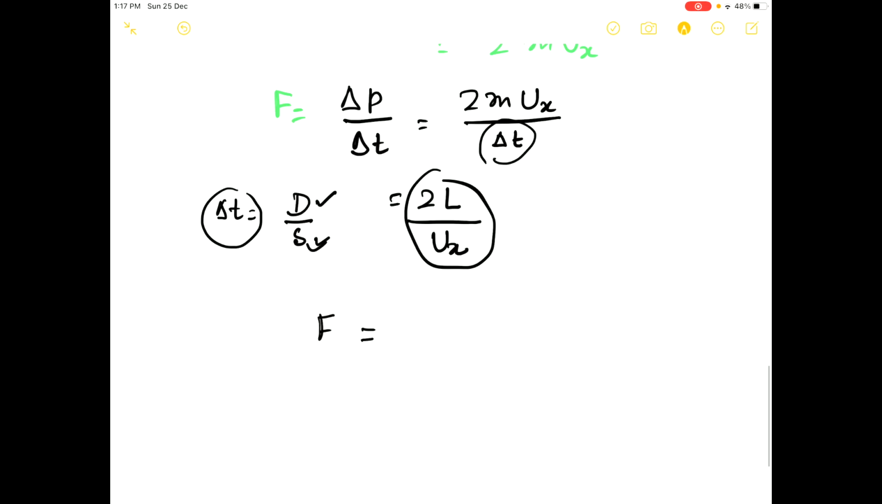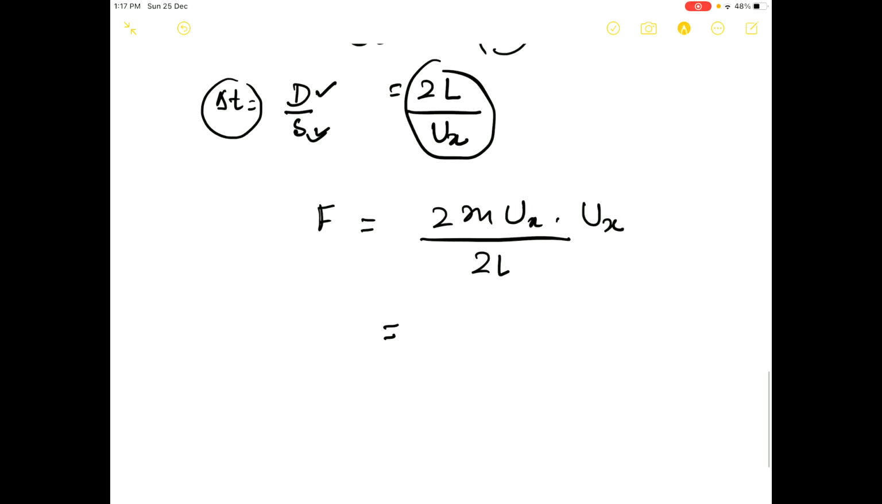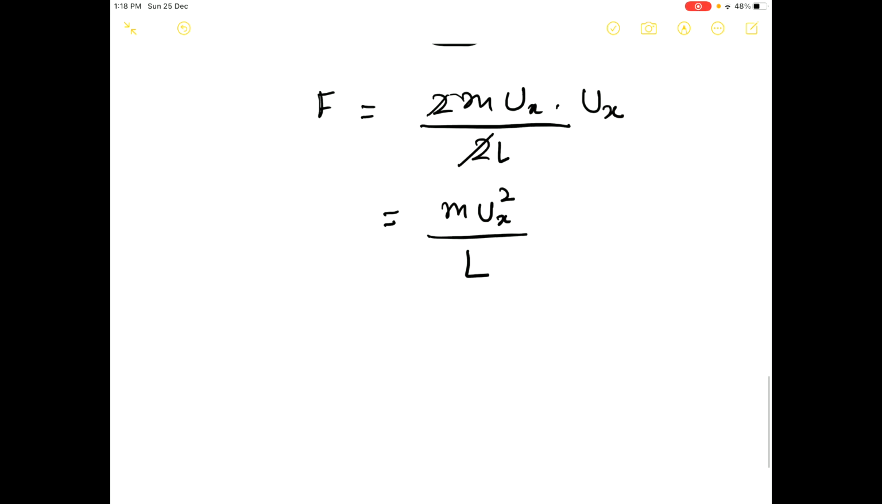What do we get? F is equal to 2mux divided by 2L and into ux. The 2 cancels out with 2. This becomes mux square divided by L. So this is the force.